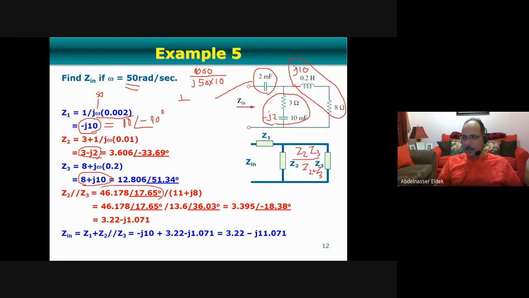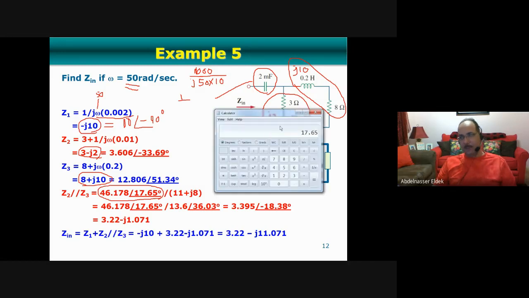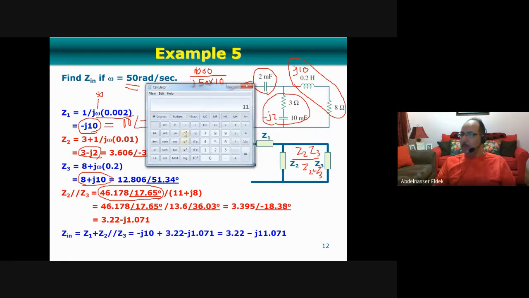And you divide it by what? By the summation. When you add, you add in real and imaginary. You do not add in amplitude and phase. So you add here 3 plus 8 is 11, and negative 2 plus 10 is 8. Okay, so you add in real x plus jy. And then to divide, of course, you need to convert 11 plus j8 to amplitude and phase. Otherwise, it will be hard for you to do it. So 11 square plus 8 square, and this to the power of 0.5 equals 13.6. So the amplitude is 13.6. And the phase is what?